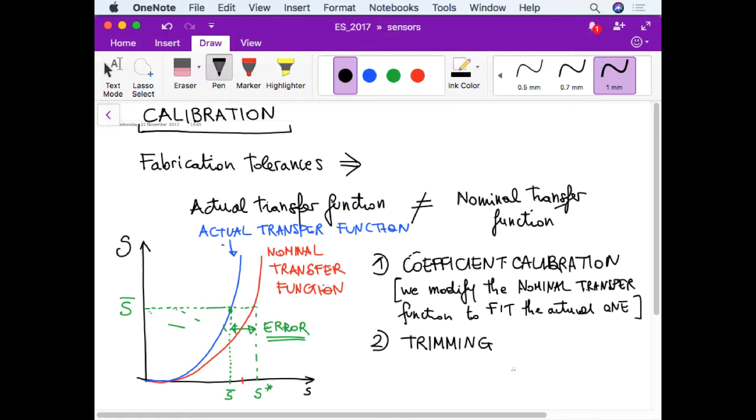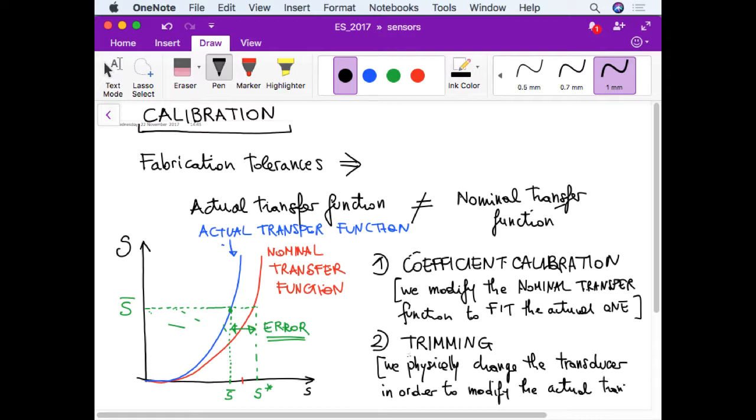So we physically change the transducer in order to modify the transfer function.